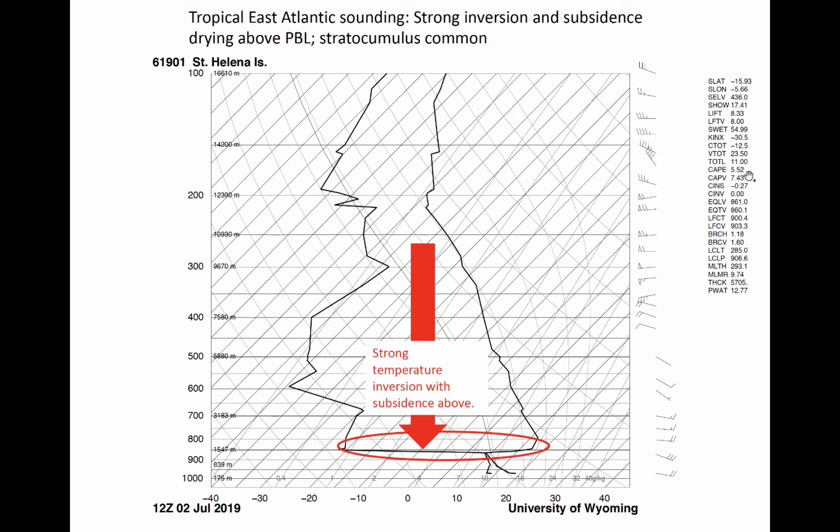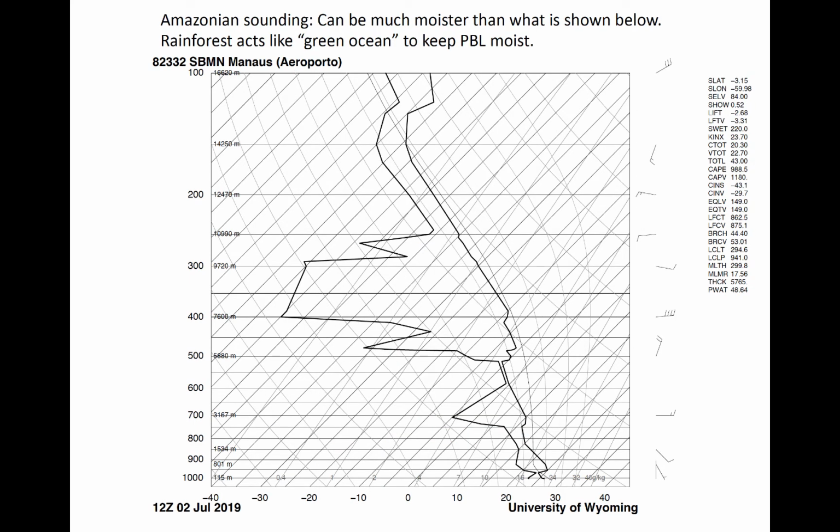CAPE is basically zero, and the TPW is restricted by the inability for deep convection to form and transport water upward. However, as I said before, boundary layer stratocumulus can form and persist in an environment with a sounding like this. The Amazonian rainforest can behave like a green ocean in terms of surface fluxes.